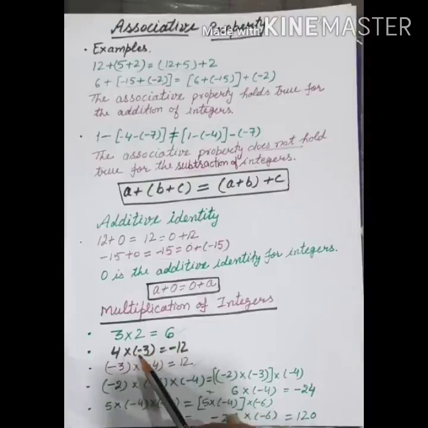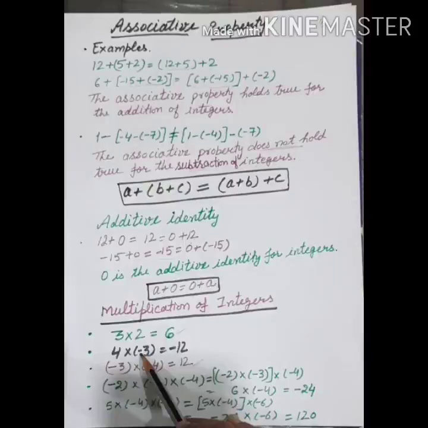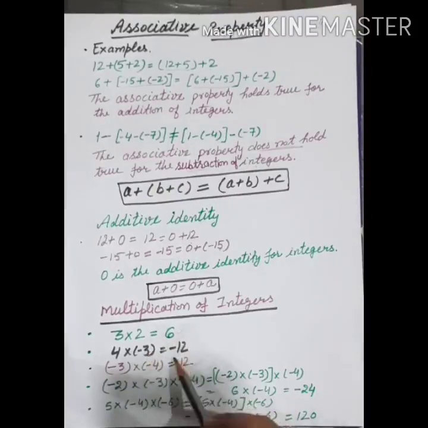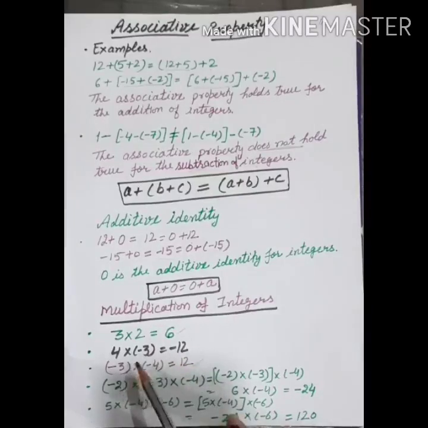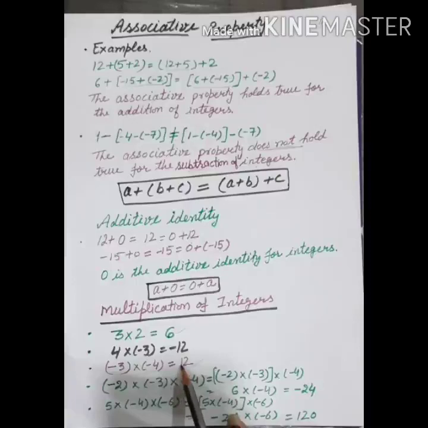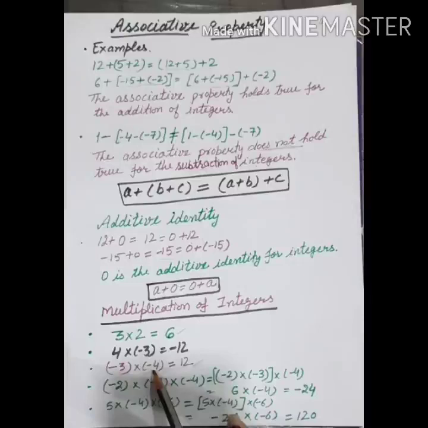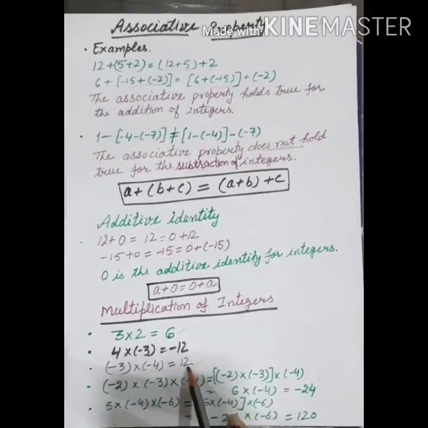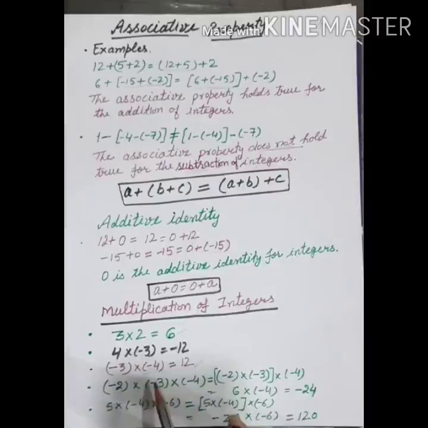For multiplying a positive integer and a negative integer, we multiply their absolute values and place a minus sign before the product. 4 multiplied by -3 is equal to -12. For multiplying two negative integers, we multiply their absolute values and place a positive sign before the product. For example, -3 multiplied by -4 is equal to 12. Multiplying more than two integers.